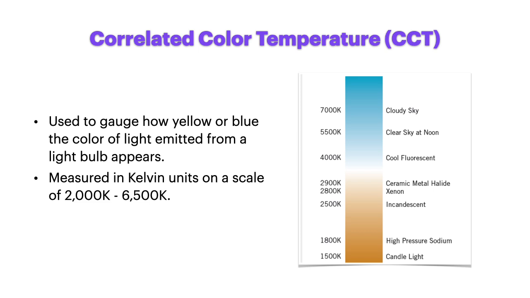Correlated color temperature, or CCT. This CCT chart is an illustration of the color difference between warm white and cool white. CCT is used to gauge how yellow or blue the color of light emitted from a light bulb appears and is measured in Kelvin units on a scale of 2000 K to 6500 K.